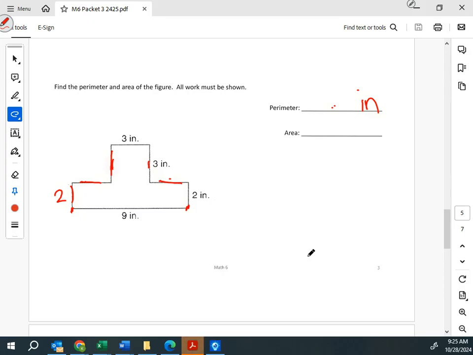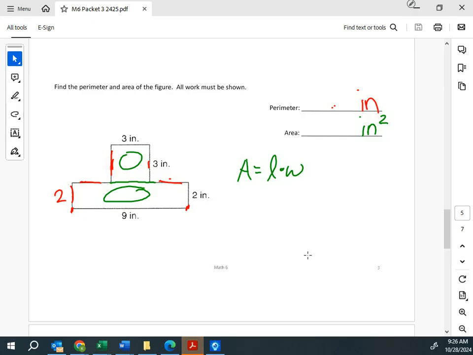Then to find our area, we can't find an area of a goofy shape, so we need to break it into 2 shapes that we do know. We can break it into a square and a rectangle. Find the area of the square, find the area of the rectangle. Both of them is length times width, so find those 2 areas, add them together, and when we have inches times inches, our measurement will be inches squared. So find your two areas and add them together, and that's the area for the whole goofy shape.